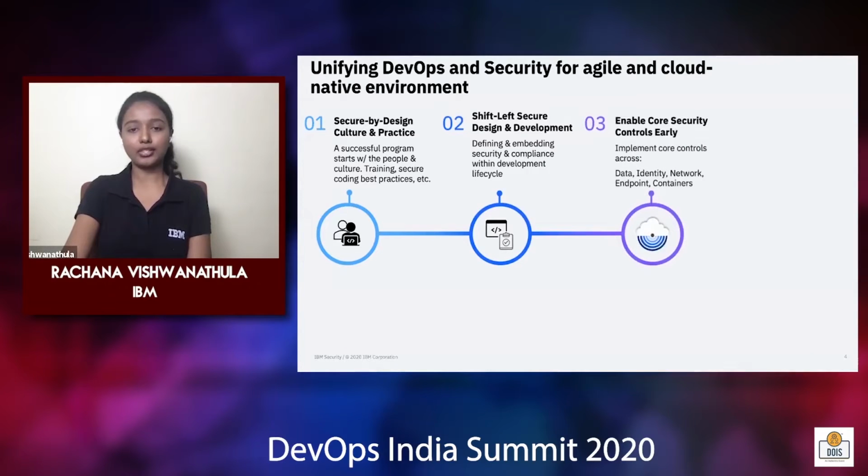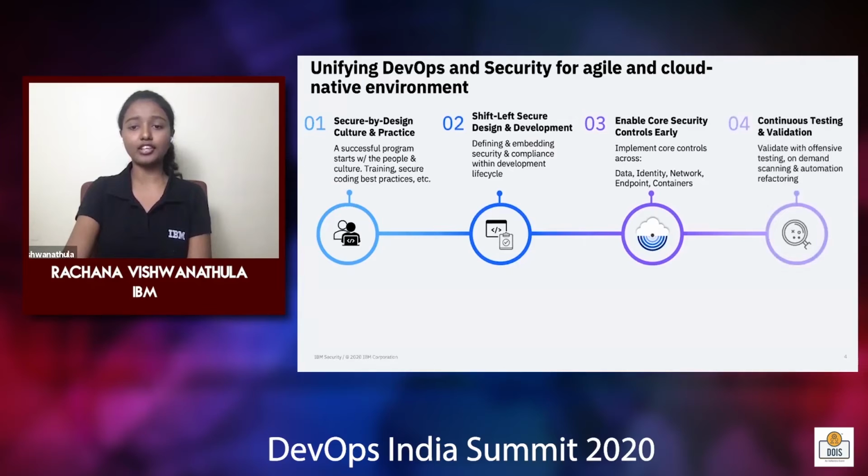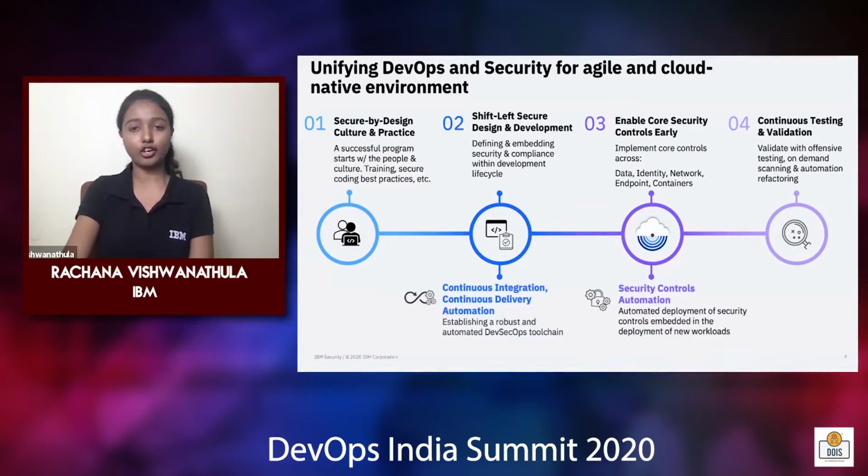Core security controls early, which will implement core controls across data, identity, network, endpoints, and containers. And we have to make sure that we are continuously validating and performing offensive testing. CI/CD delivery automation, such as Red Hat Ansible, helps us establish a robust DevSecOps toolchain, automating deployment and embedding security controls into the deployment of new workloads.